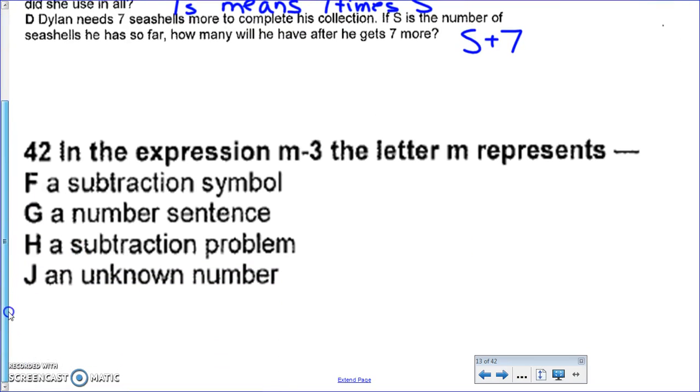For 42, we're looking at the expression m minus 3, and it's asking us what the letter m represents. So we have F, a subtraction symbol, G, a number sentence, H, a subtraction problem, or J, an unknown number. We know it's not F because we know the minus sign is F. We know it's not G because the number sentence has to have an equal sign and something on the other side. It's not a subtraction problem because the whole expression is a subtraction problem. So the letter M itself represents an unknown number. It's our variable.